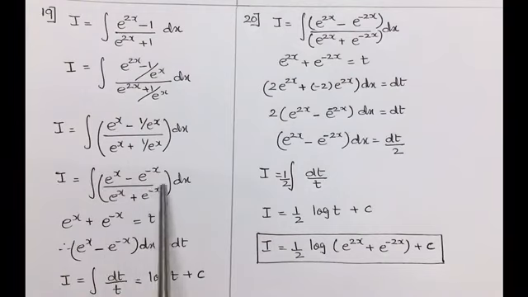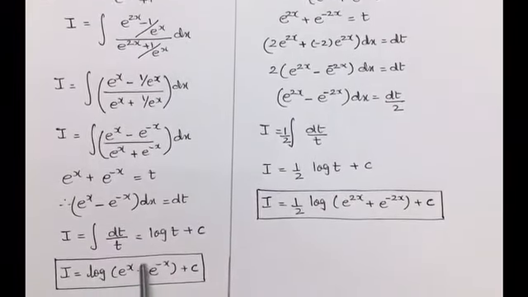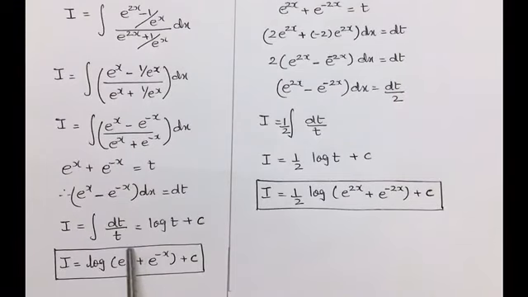Now putting the value in terms of t, upside it is dt, and down, that is e raised to x plus e raised to minus x, will be t. Now integrating 1 upon t, the integration is log t plus c, and keeping the value of t as e raised to x plus e raised to minus x, the final answer will be log of e raised to x plus e raised to minus x plus c.